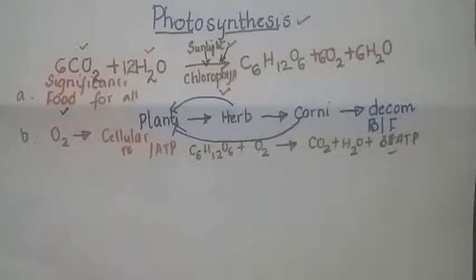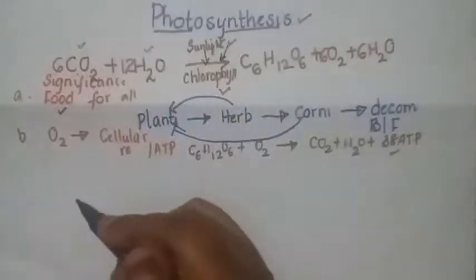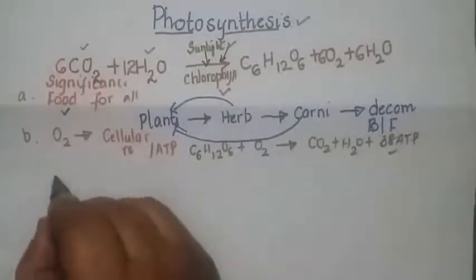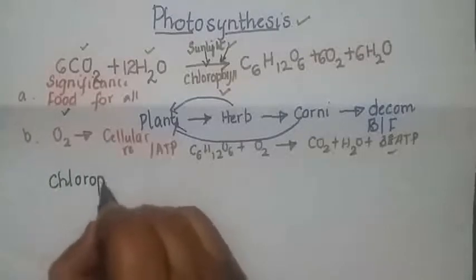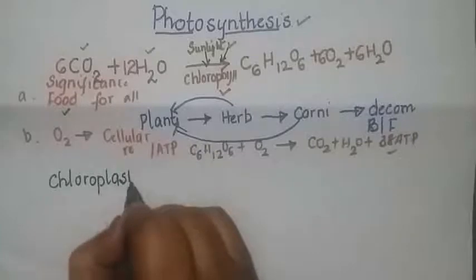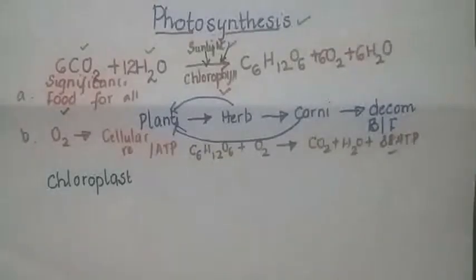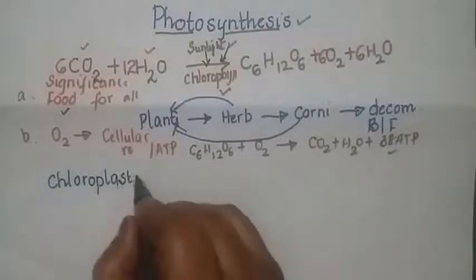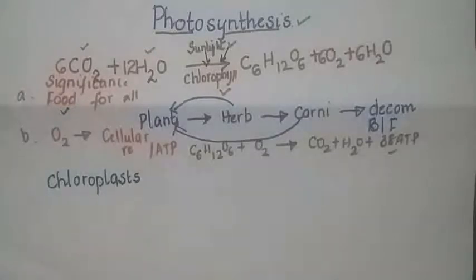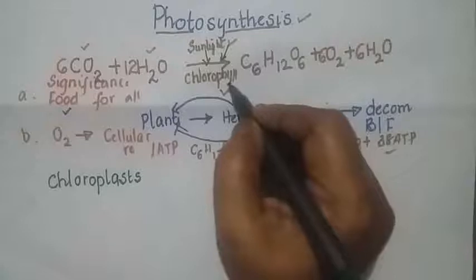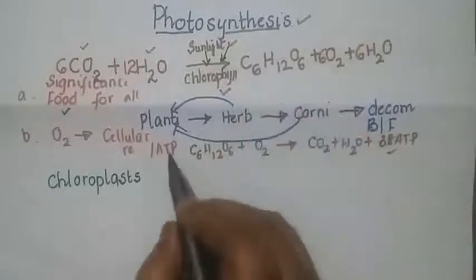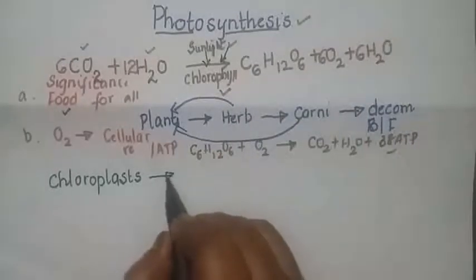Where exactly do they carry out photosynthesis? Photosynthesis is carried out in a cell organelle known as a chloroplast. So chloroplasts are the cell organelles which comprise chlorophyll to take part in photosynthesis. So, where do we find the chloroplasts?